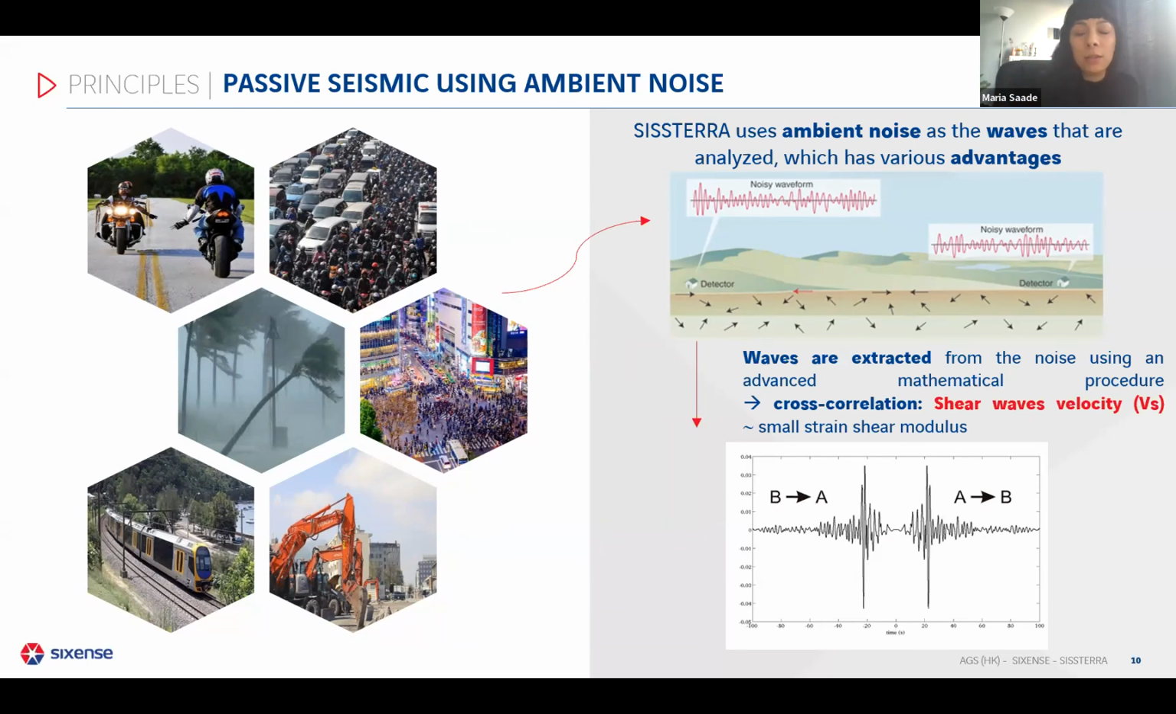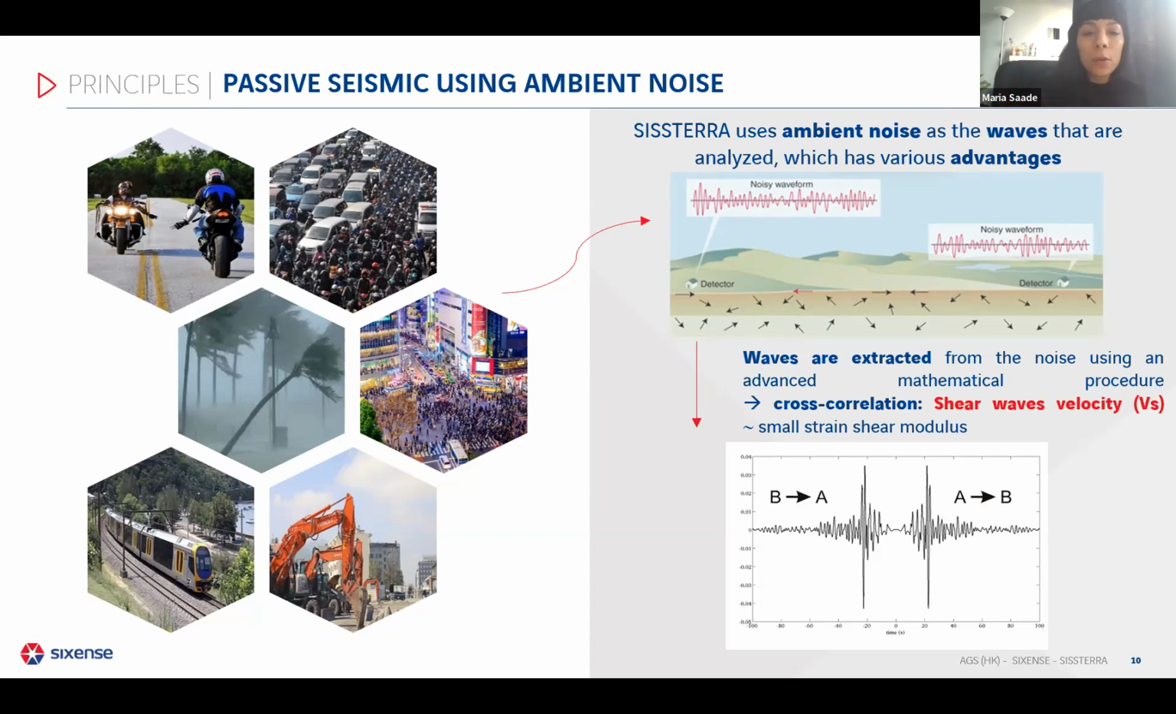But as you might imagine, we have a noise signal, and it's not easy to extract waves from the noise. So there's a mathematical procedure that is applied on this noise that we call cross-correlation. I will detail this later. Cross-correlation, or what we can call seismic interferometry, is a mathematical procedure that allows us to extract the seismic waves that are hidden in the noise. That way we can measure the shear wave velocity, which is the speed of these seismic waves, and then have a 3D image of the subsoil in terms of shear wave velocity.